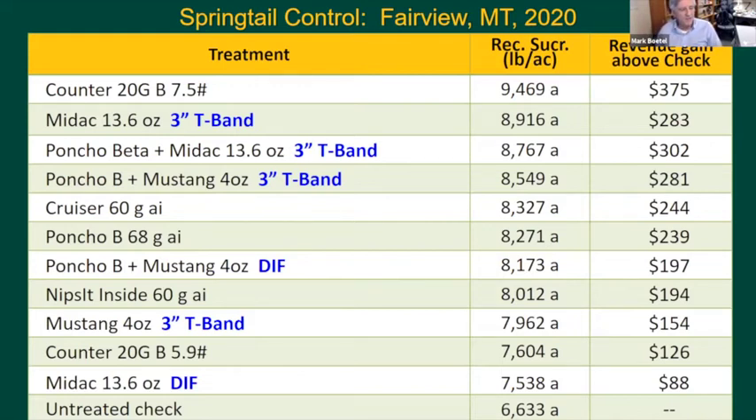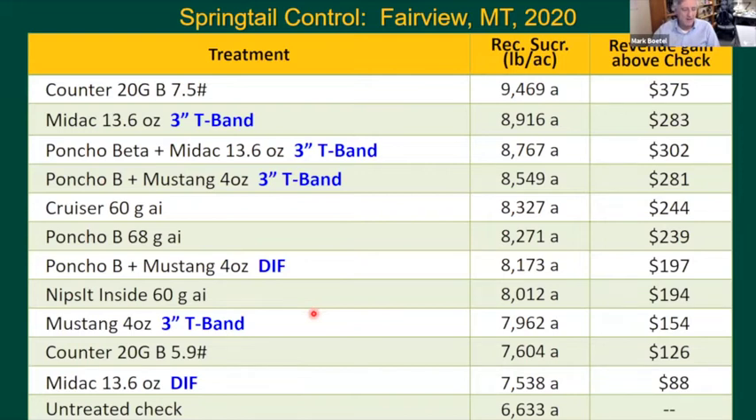Mydac and newly registered products that a few of you indicated you're using perform pretty well, and better as a T-band than as dribble in furrow. So that's a little bit of a negative result because not too many growers want to have a nozzle on each row of their planter. Other things we've seen over the years, this follows product performance patterns we've seen before, but with Mustang, we tended to see better performance when we T-banded it than when we put it dribble in furrow. We had more treatments in this trial than are indicated here. I actually had to cut some out, but Mustang as a dribble in furrow was down below Mydac dribble in furrow.